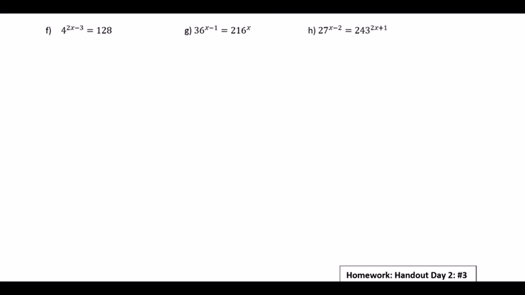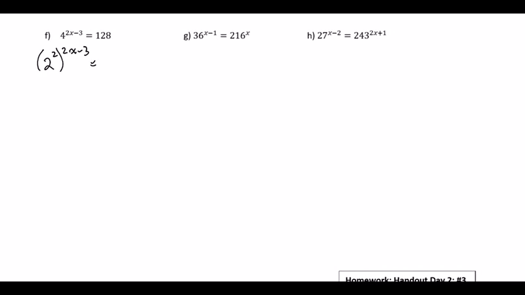So for this problem here, 4 and 28, the number that we can replace both 4 and 28 with, the base, is going to be 2. So let's do that. Now we get 2 squared raised to the power of 2x minus 3, and 128 is just 2 to the 7. Because this is power of a power, we have to apply the 2 to the 2x and the 2 to the minus 3 to get 2 to the 4x minus 6 is equal to 2 to the 7. And now we're back to dropping the base.